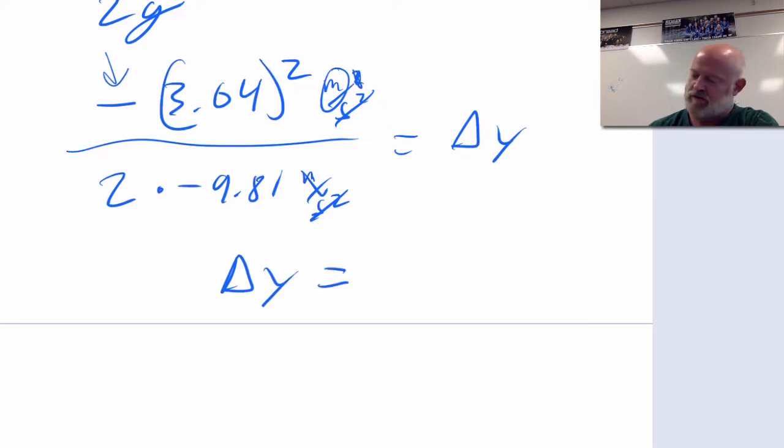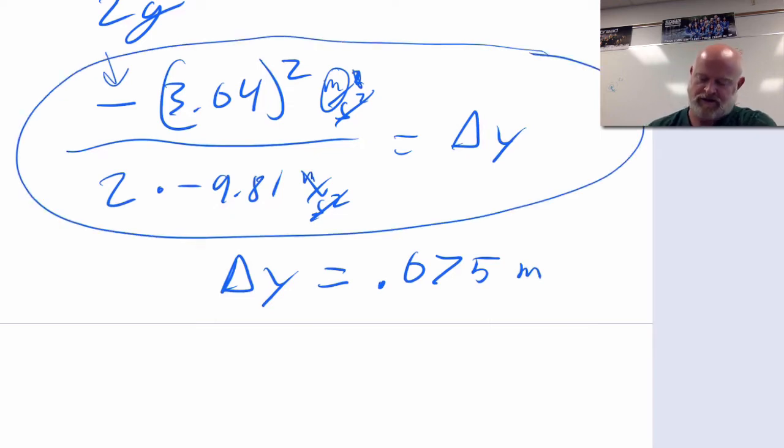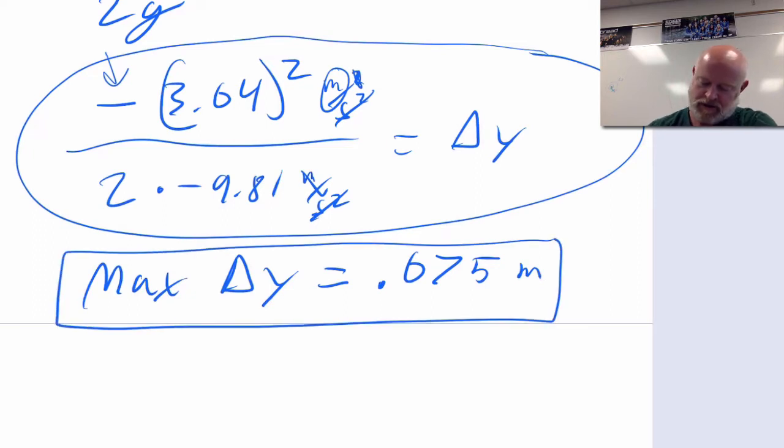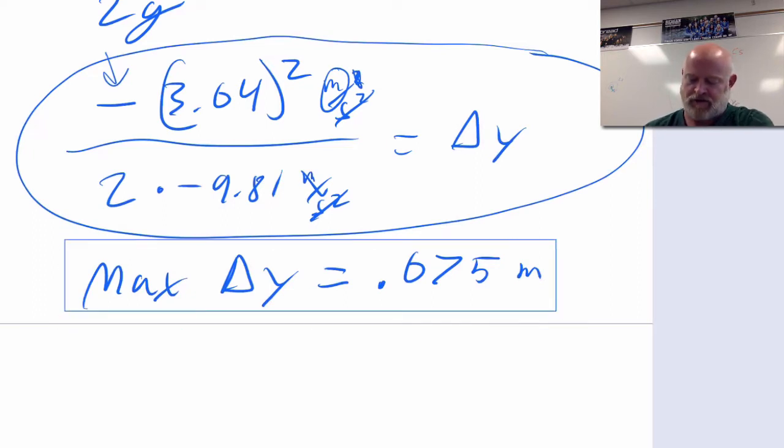Now, if I plug that into the formula and actually solve it, it ends up being that delta y then equals 0.675 meters. So I plug this stuff into my calculator, and I get that delta y. Okay, so at the maximum height, delta y max is 0.67 meters high. That's what we get for that one. That's our first one.